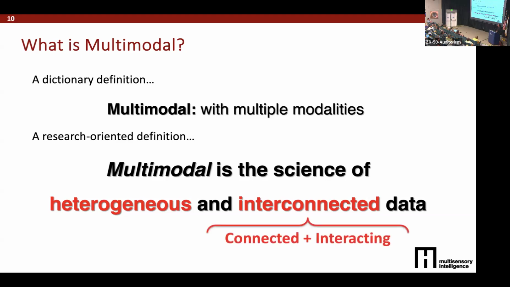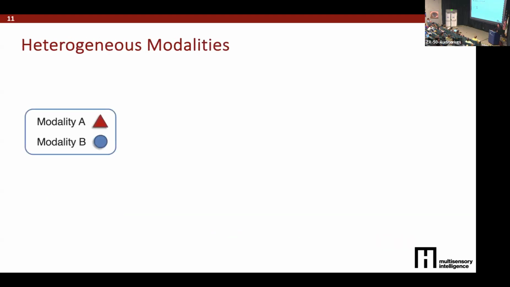A second key challenge is that of interconnectedness, and we break that down into both connections and interactions. Connections describe the fact that data modalities often are connected and share some overlap in information. Interactions describe the phenomena that when you bring these data modalities together, they interact and fuse in some way to bring about new information. So I'll cover these again in more detail. The first key problem in multimodal learning is the fact that data modalities are heterogeneous.